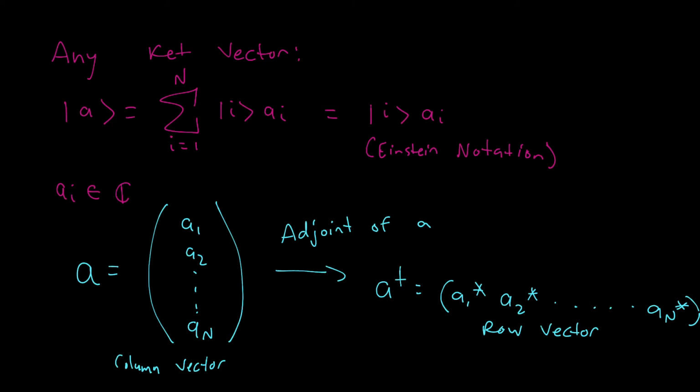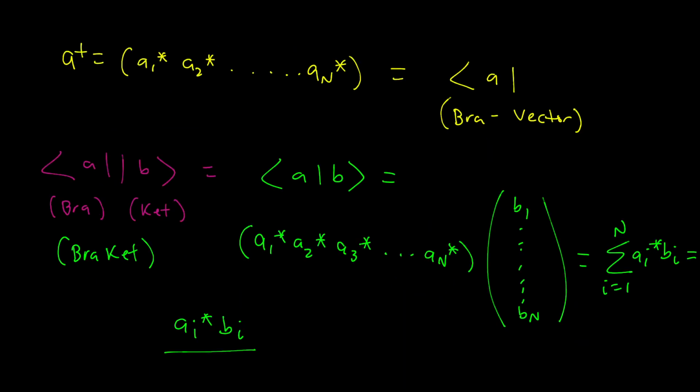Now the adjoint of a ket vector is all its components complex conjugated, written in a row vector. Now that row vector is something called a bra vector, and now you understand why it's called bra and ket, because they make bracket.